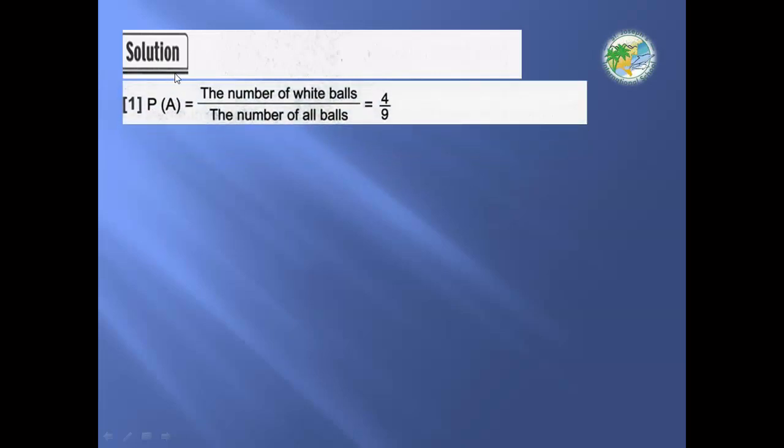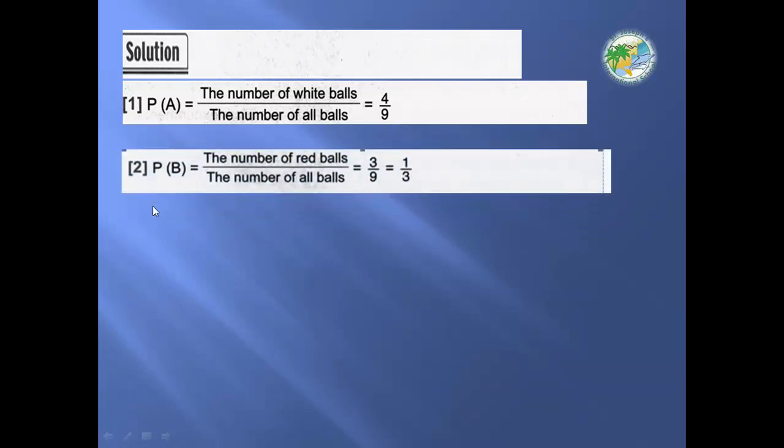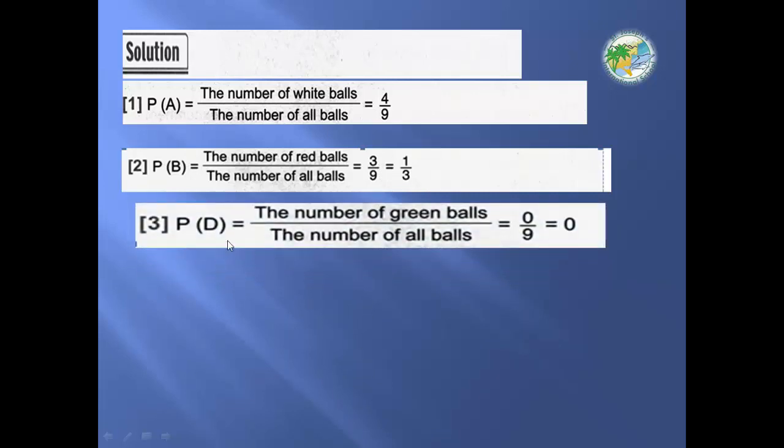Solution. Probability of white equals the number of white, 4, over the total number of balls, 9. Number 2, probability of B, the number of red balls over the number of total balls, 3 over 9, equals 1 over 3.